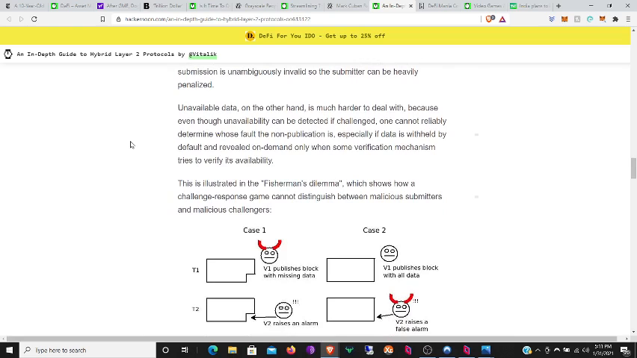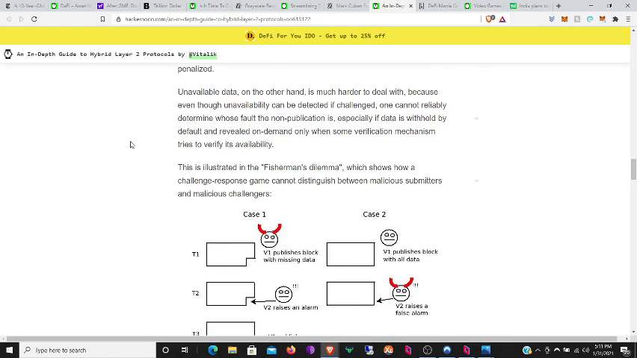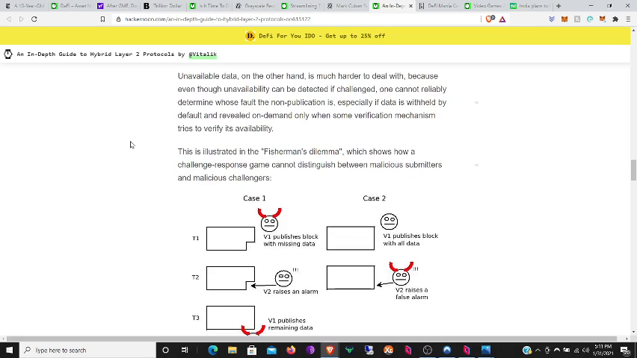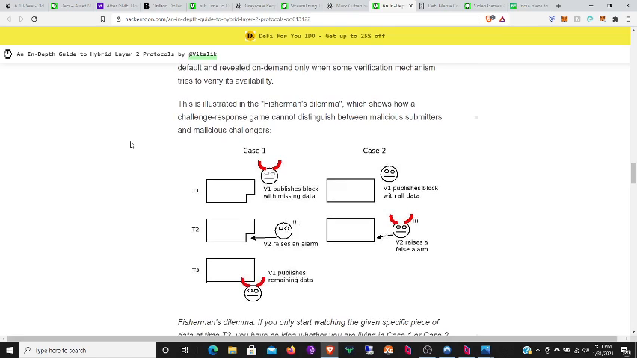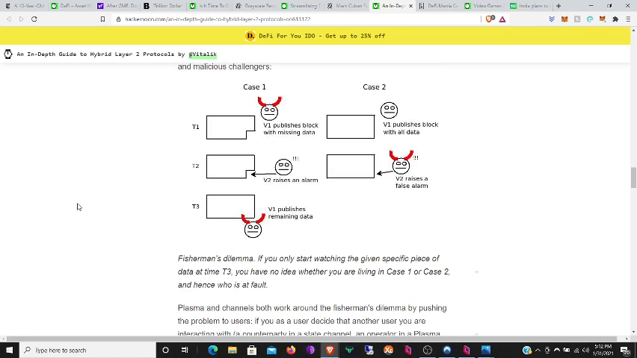Unavailable data, on the other hand, is much harder to deal with, because even though unavailability can be detected if challenged, one cannot reliably determine whose fault the non-publication is, especially if data is withheld by default and revealed on demand only when some verification mechanism tries to verify its availability. This is illustrated in the Fisherman's Dilemma, which shows how a challenge-response game cannot distinguish between malicious submitters and malicious challengers. If you only start watching the given specific piece of data at time t3, you have no idea whether you are living in case 1 or case 2, and hence, who is at fault.